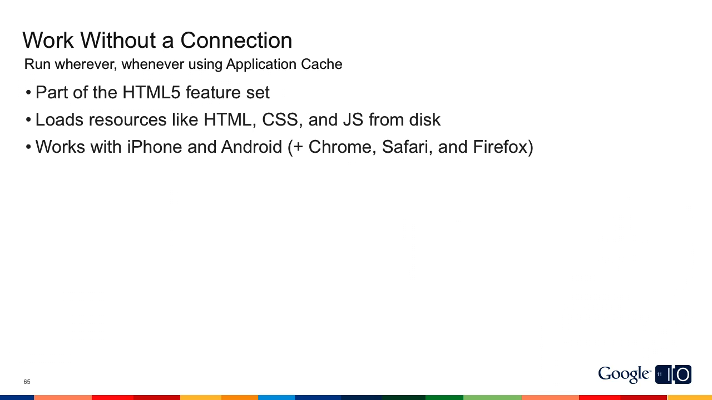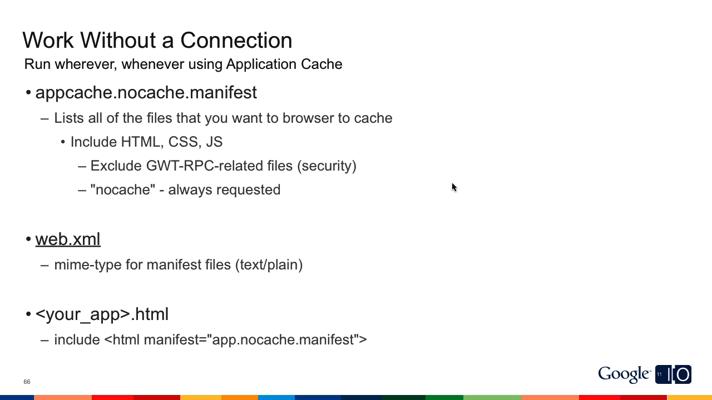So a little background on application cache. It's part of the HTML5 feature set. It works with files like HTML, CSS, and JavaScript. You can load those from disk. Works with iPhone and Android. And then it also works for Chrome, Safari, and Firefox. And to make this work with your GWT application, there's a few things you have to do.